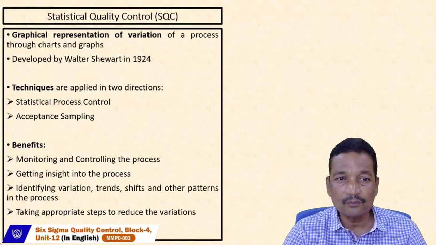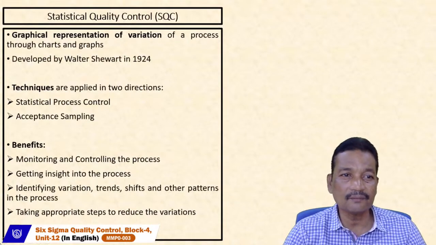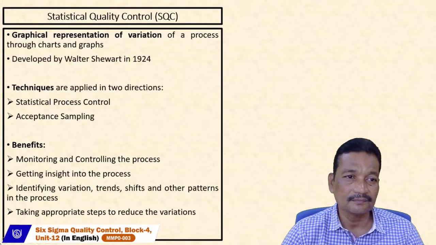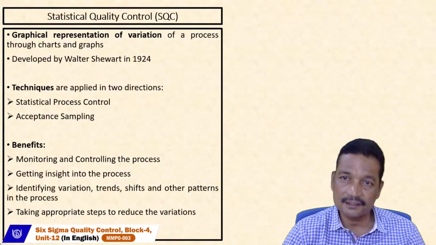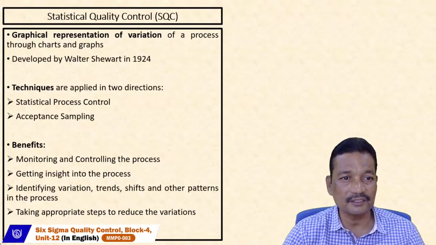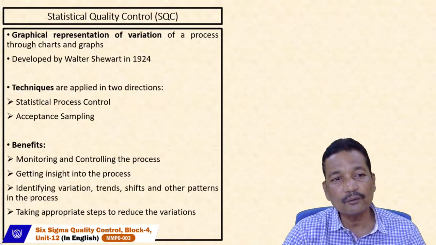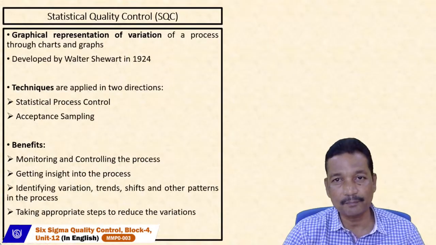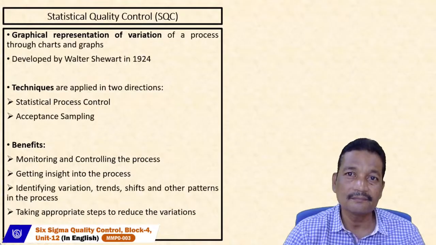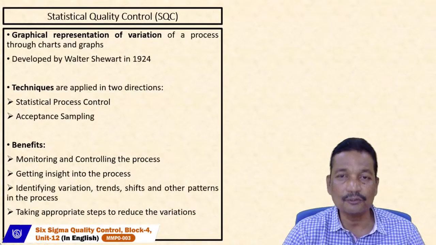Now here we take two kinds of techniques. Techniques applied are in two directions. Either we take the help of statistics, that means statistical process control, or we go for acceptance sampling. That means if the sample is of acceptable quality, then the whole lot is also accepted.